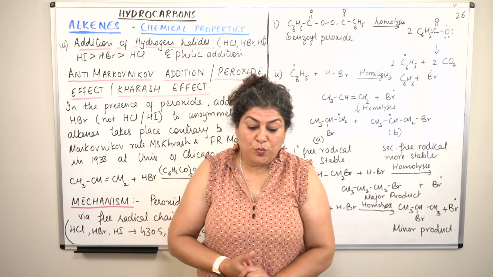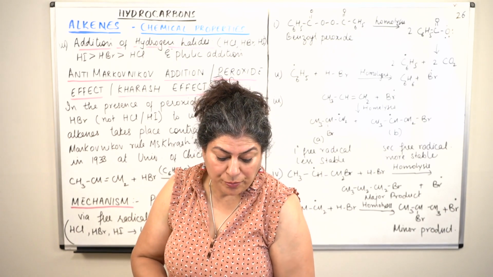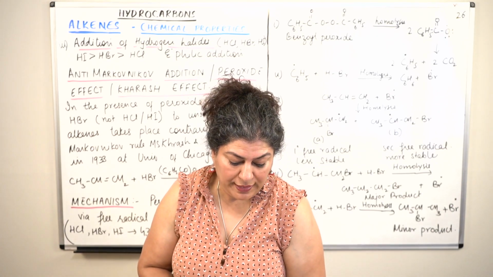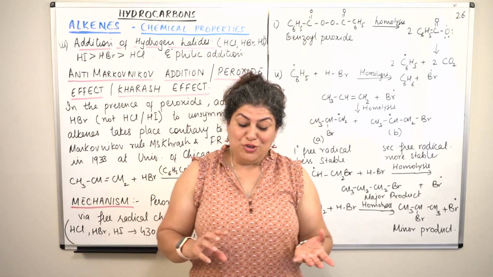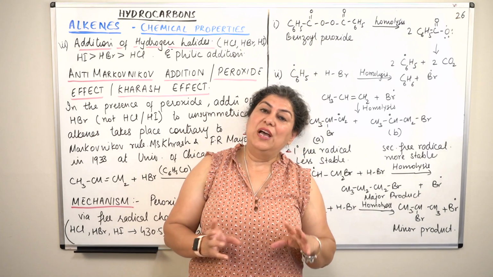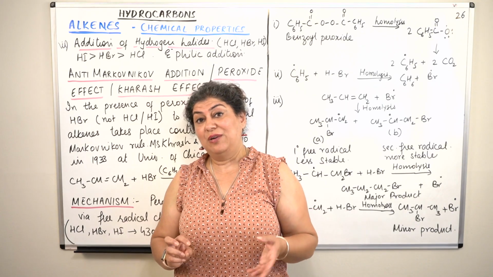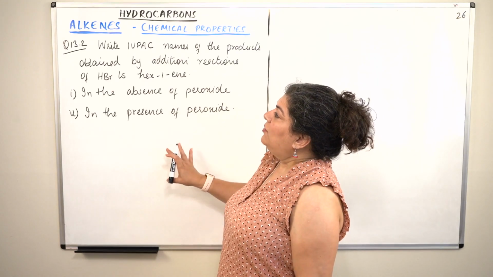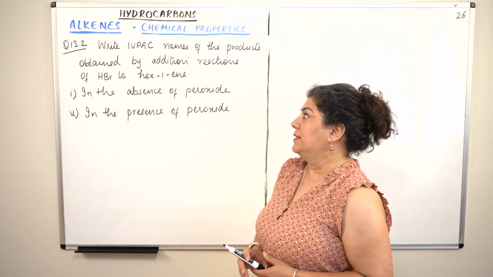So after this, there is one problem that is given in your textbook. Write IUPAC names of the products obtained by addition reactions of HBr to hex-1-ene in the absence of peroxide and in the presence of peroxide. So to do this, you will have to remember what will be the major product in the absence of peroxide, and what will be the major product in the presence of peroxide. Give me a moment, let me write it down. Now this is solved example, question 13.2 of your NCERT textbook.